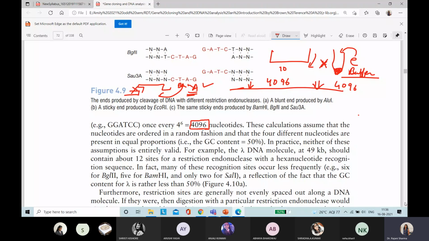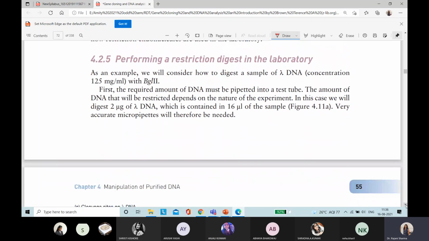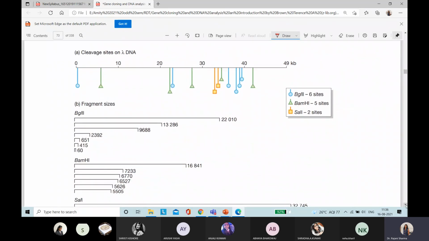In this section of your book, this is page number 72. The page number may vary because I am opening it with some other application; if you use Adobe, the page number may vary. Now, if we are using a restriction enzyme in the laboratory, first you screen that you will be using BamHI, and you put the concept to work. Then you carry out again with BamHI.